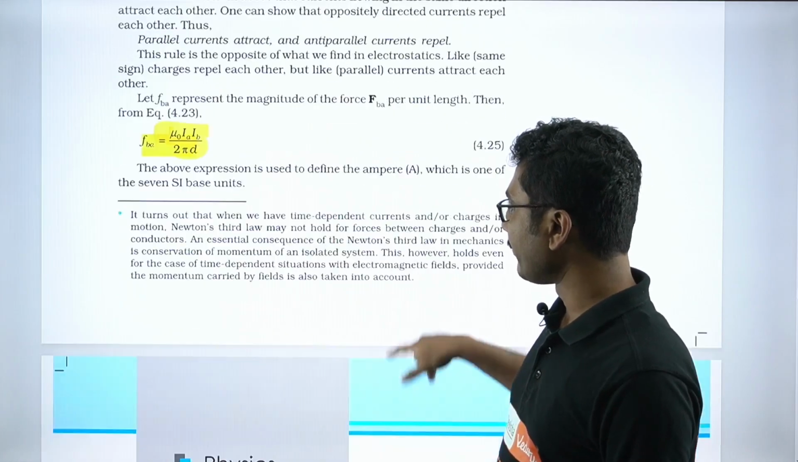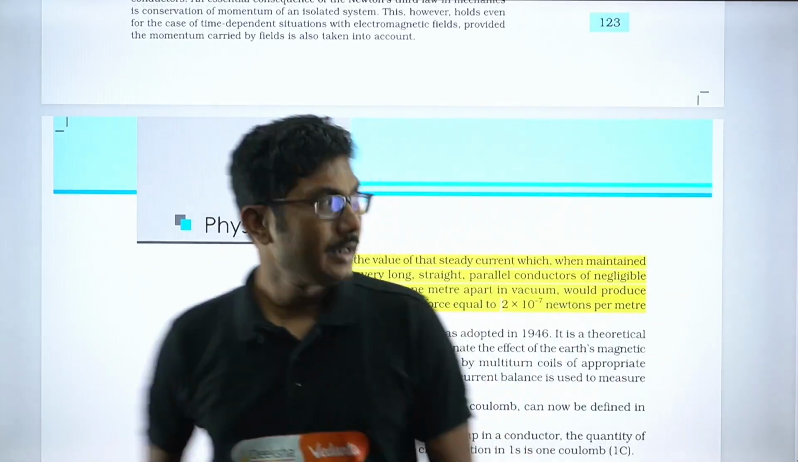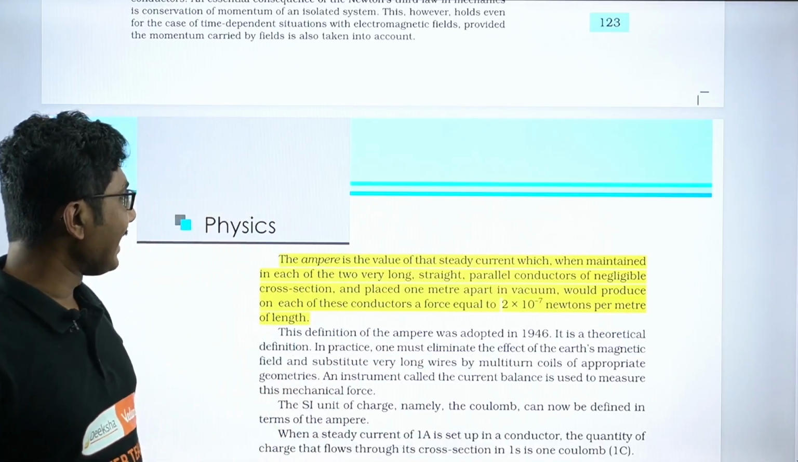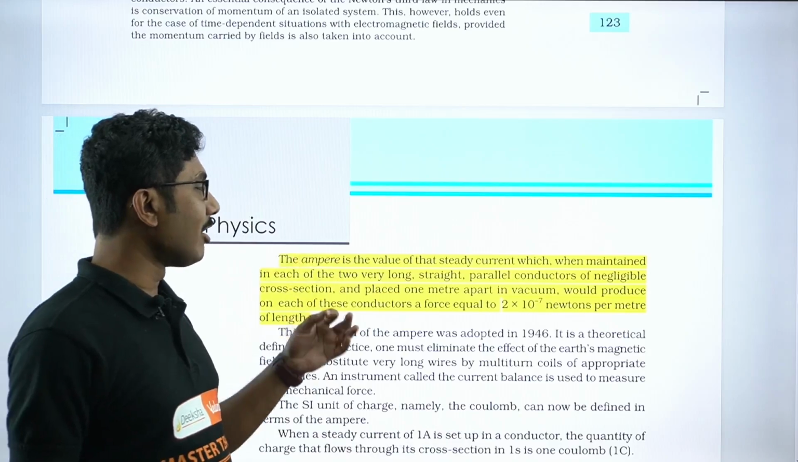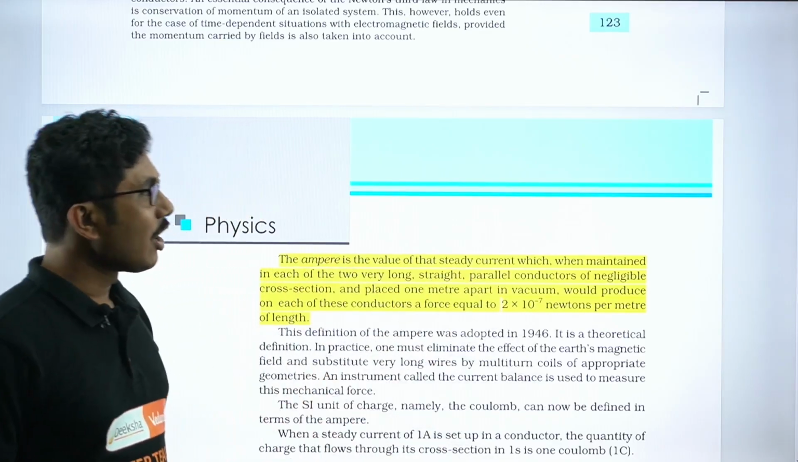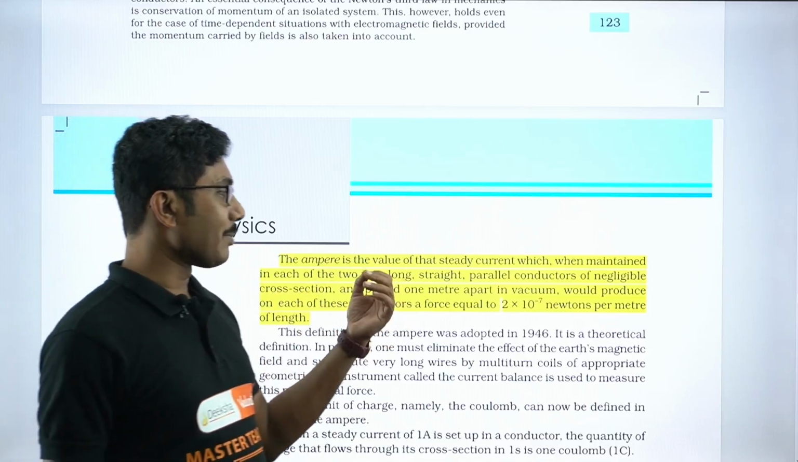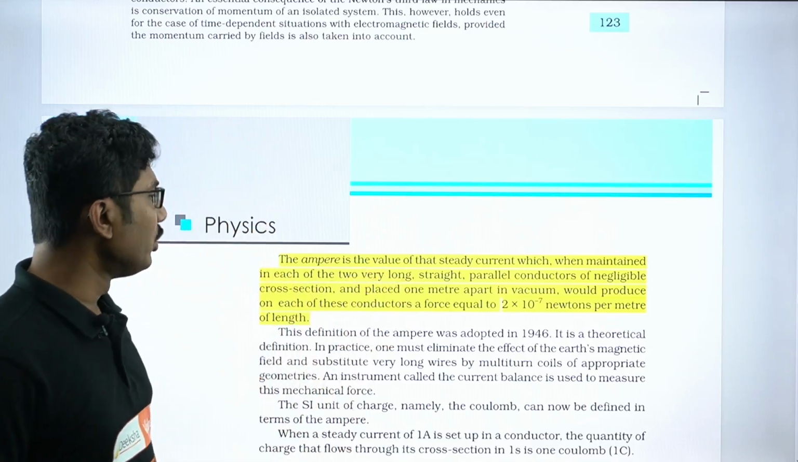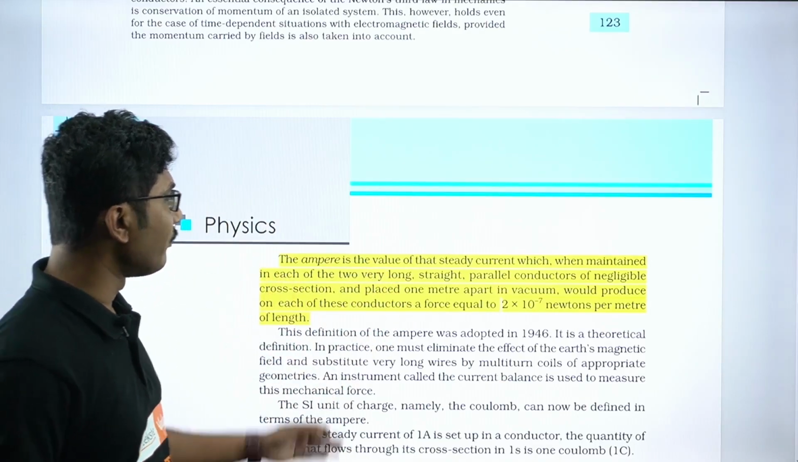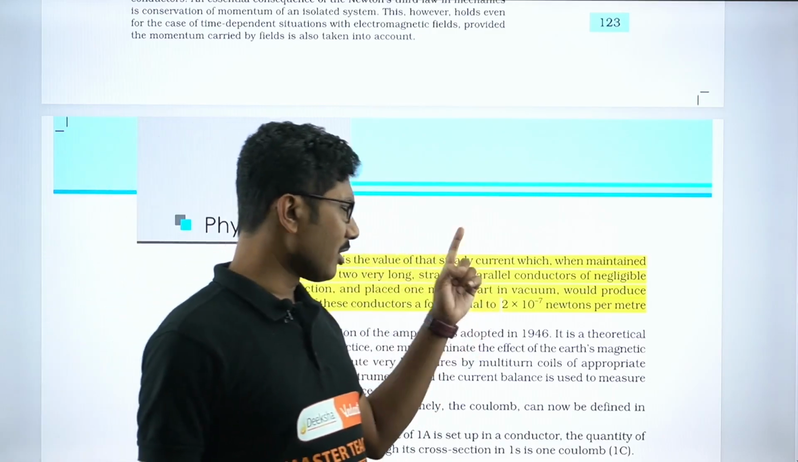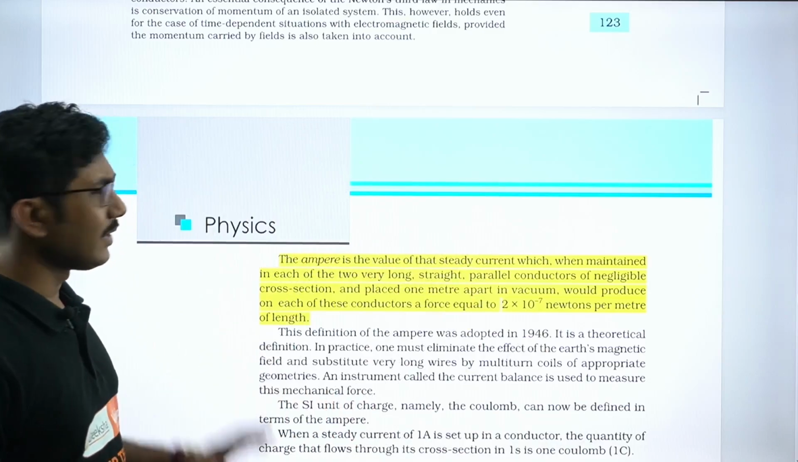So what is the definition of the ampere? The ampere is the value of a steady current which, when maintained in each of two very long straight parallel conductors of negligible cross section and placed 1 meter apart in vacuum, would produce on each conductor a force equal to 2 times 10 to the power of -7 newtons per meter of length.